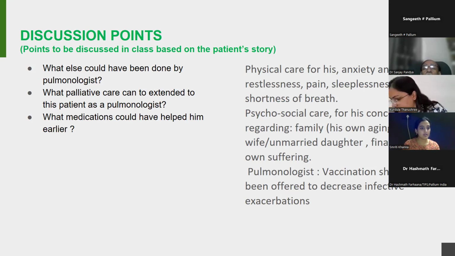Since we have about 10 minutes, we can take these discussion points. I think the first two questions are kind of similar, so I'm going to take both of those together.